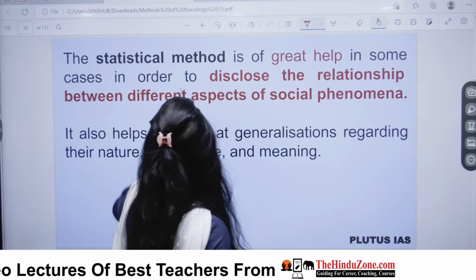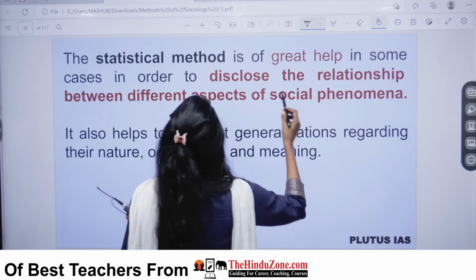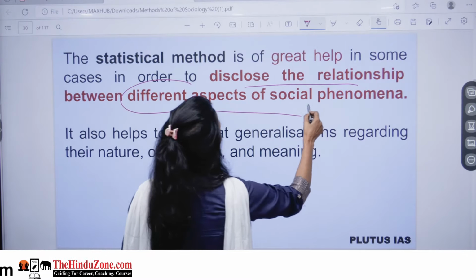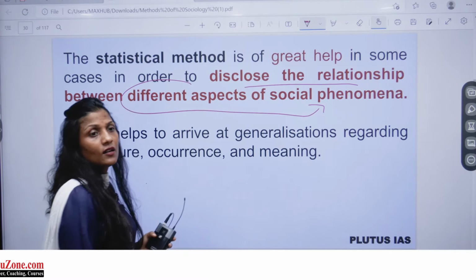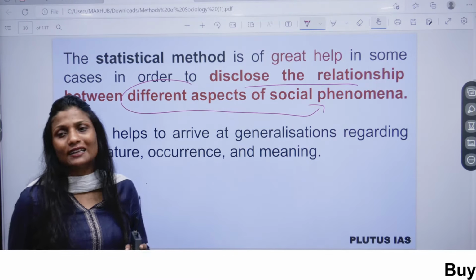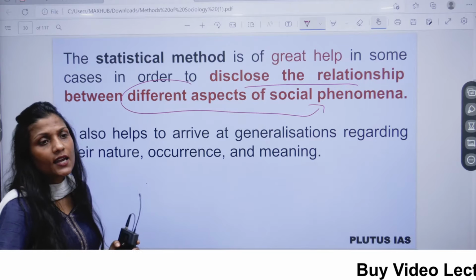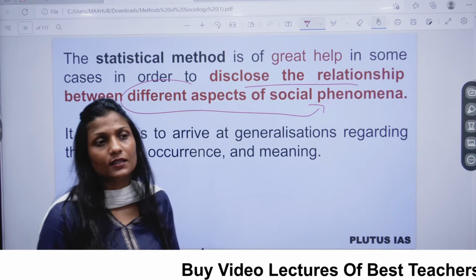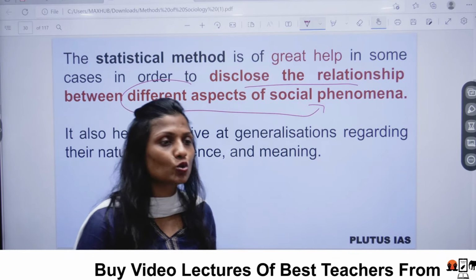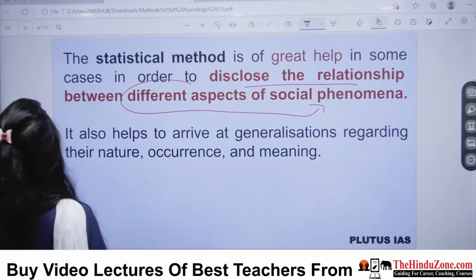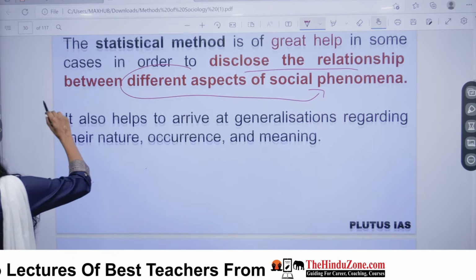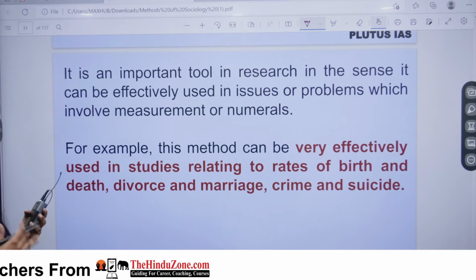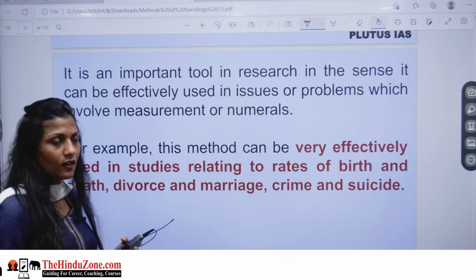Okay. So the statistical method discloses the relationship between different aspects of a social phenomenon. When Emile Durkheim used the statistical method, he explained to us that society is a social phenomenon and not an individual phenomenon. Whenever we use the statistical method, it provides us more efficient data.